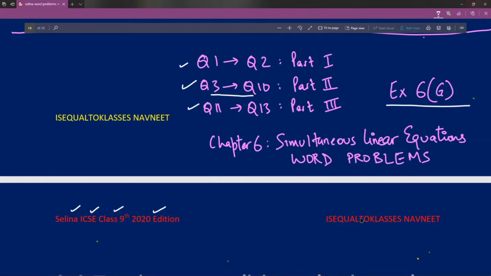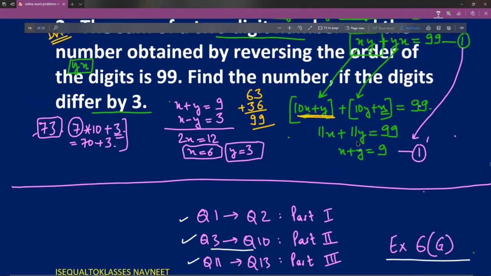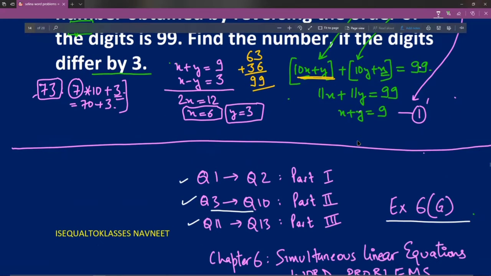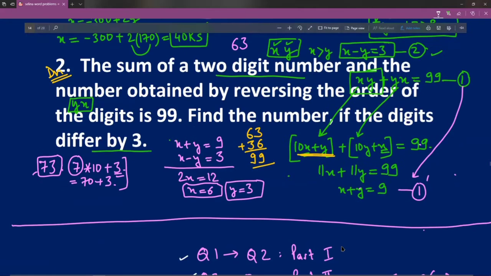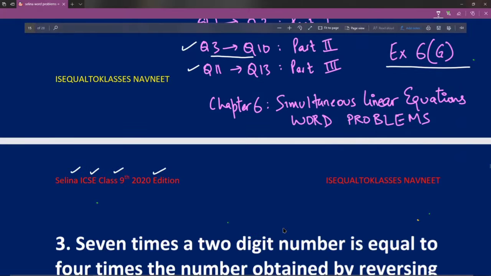See, the level of word problems in this exercise is complex. So that is why I decided to do 3 parts of this exercise. I'll request you to have a look at part 1 of this video also. I'll mention the link in the description below. In part 1 of this video, I had mentioned that solving two-digit number problems is a bit confusing. So in detail, I had explained how to tackle these two-digit number problems. So let's start.